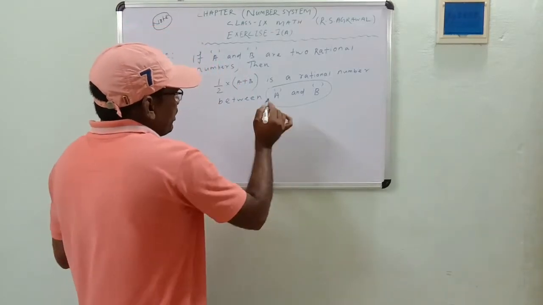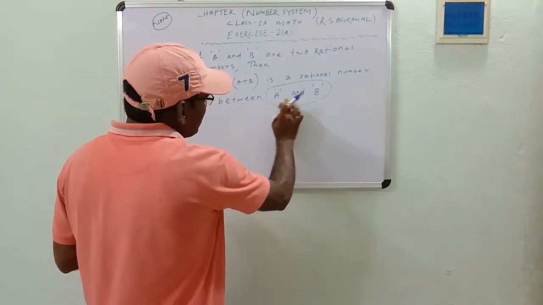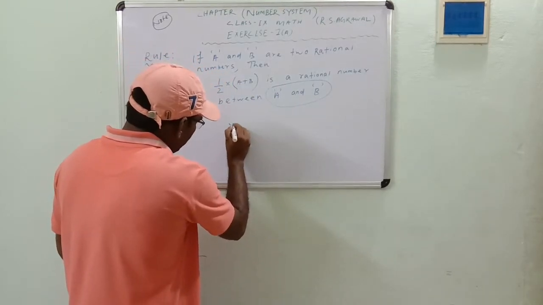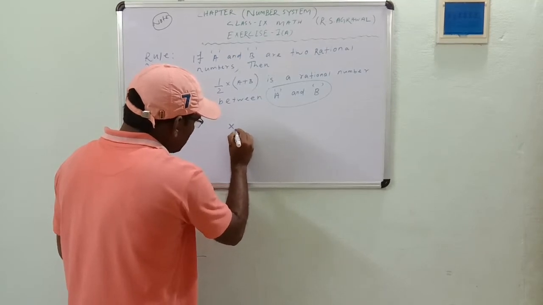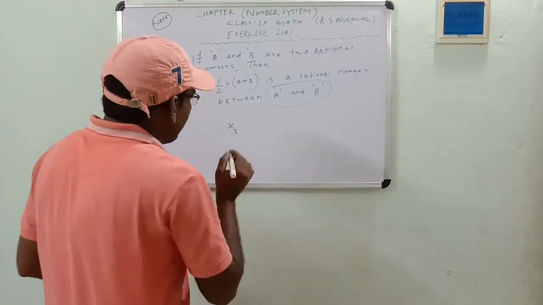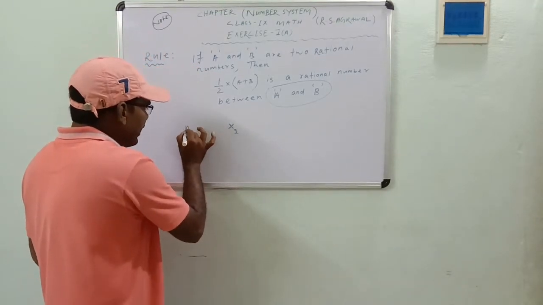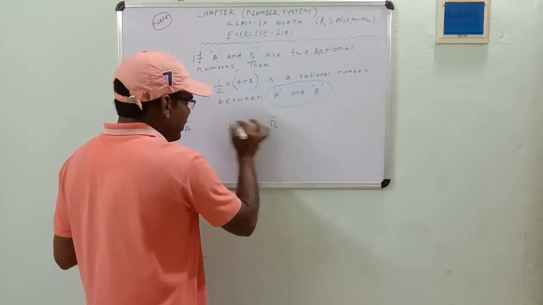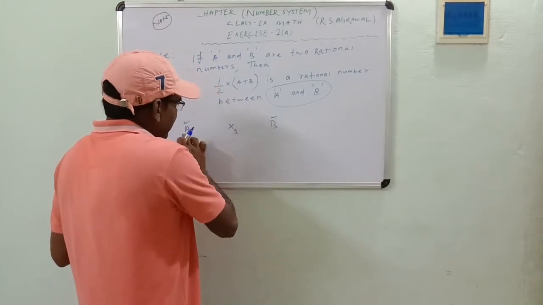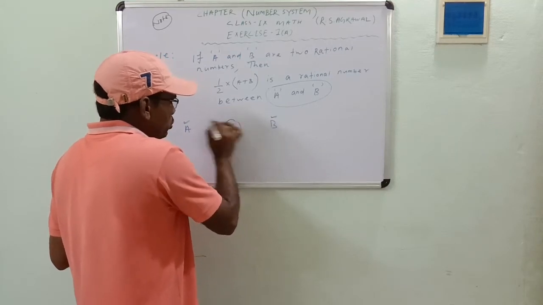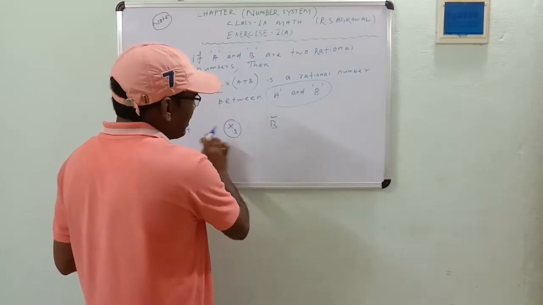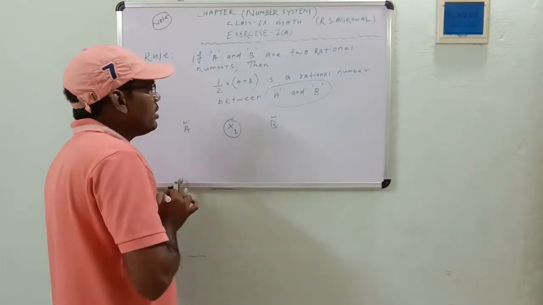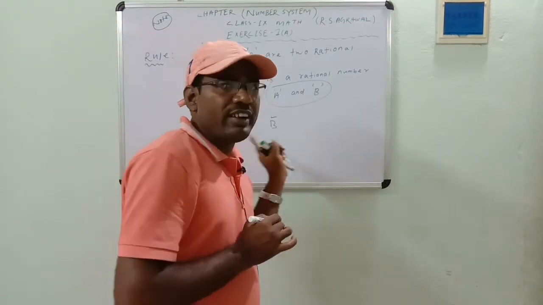Suppose the rational number you found out between these two using the formula is x1. Then we mean that A and B are our given rational numbers, then x1 is the middlemost of these two rational numbers, and in this way you can find out only one rational number between the two given rational numbers.